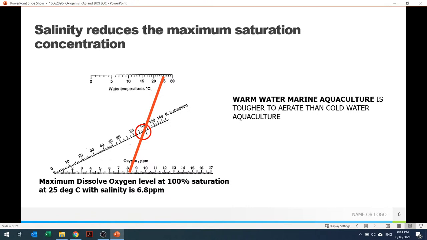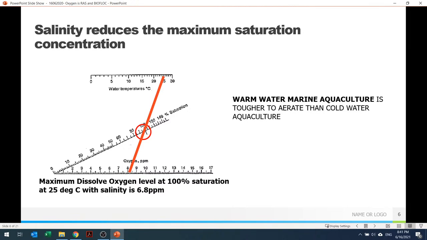Another point: as you can see clearly, as the temperature increases, the amount of dissolved oxygen in the water decreases, right? That's not very hard to understand, because when you increase the temperature, you're exciting the gas molecules inside the water, which induces them to evaporate. So in all circumstances, once you increase the temperature, the water cannot hold as much oxygen.